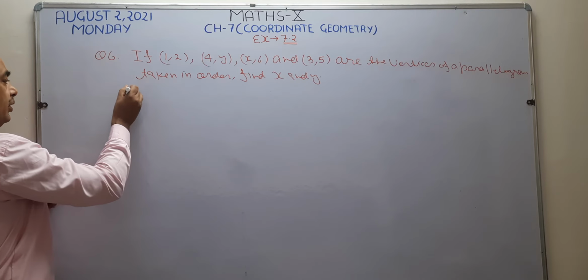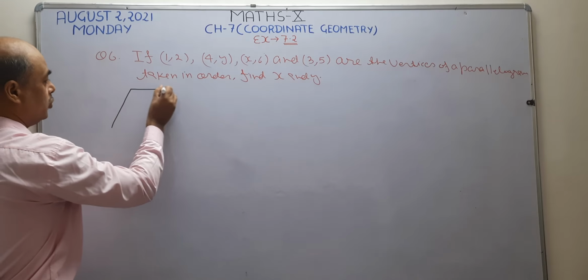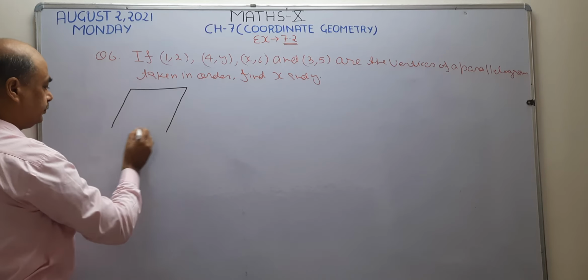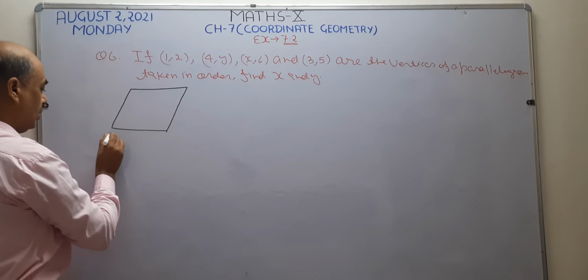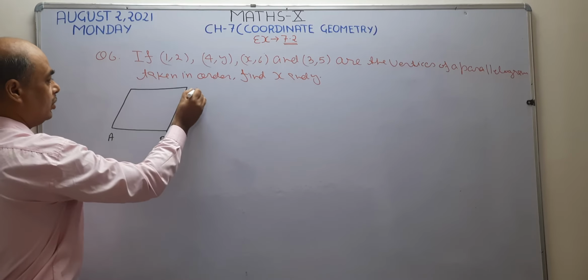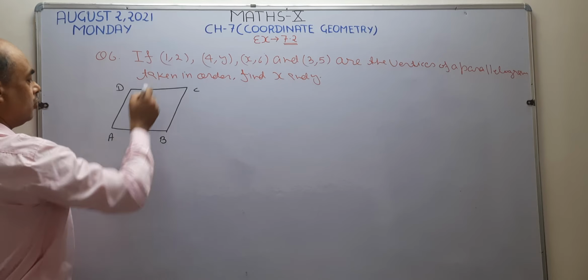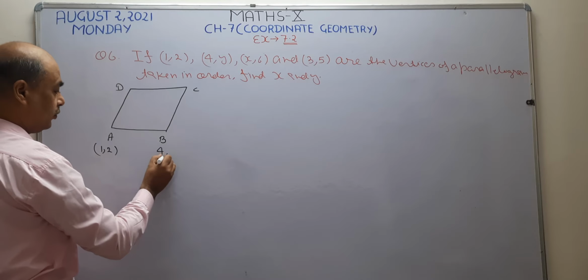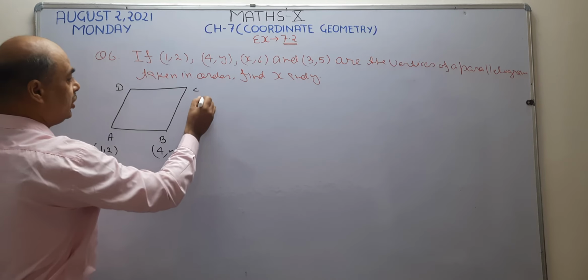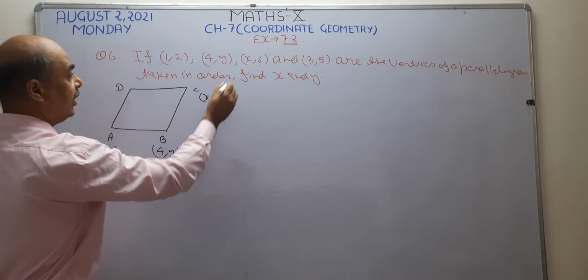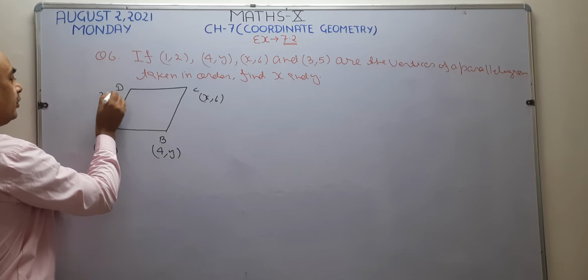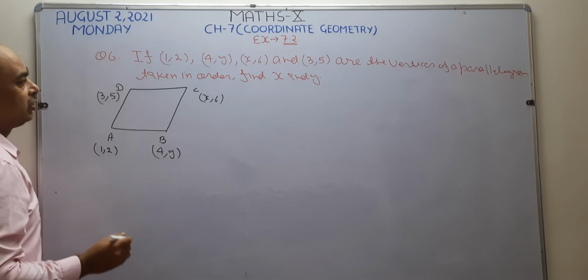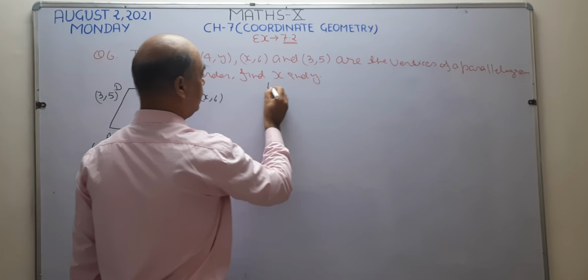So draw the figure of one parallelogram. Suppose this is your parallelogram, A, B, C and D. Coordinates of A is given (1, 2), coordinates of B is given (4, y), coordinates of C is given (x, 6), and coordinates of D is also given (3, 5). In this question we are going to find the value of x and y.